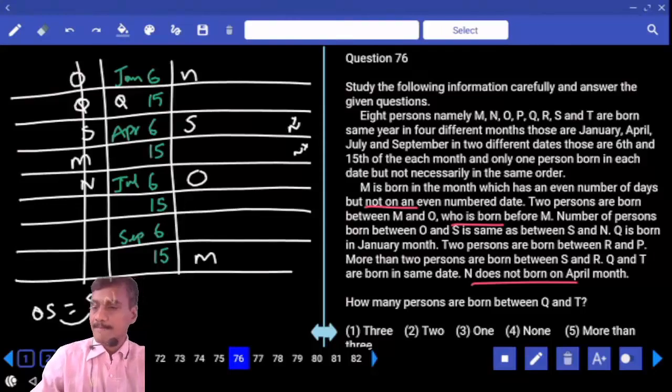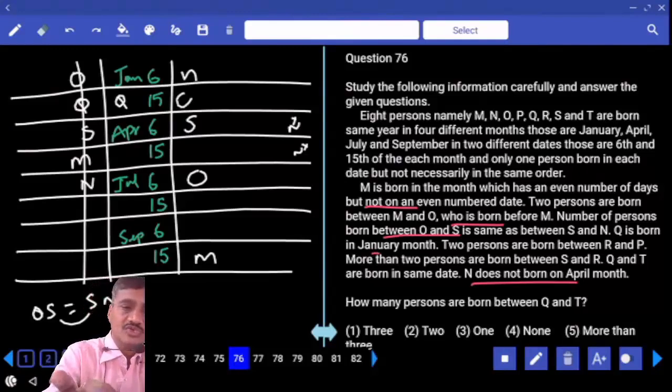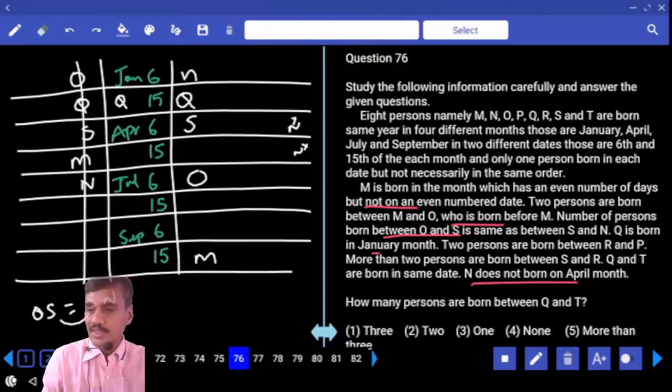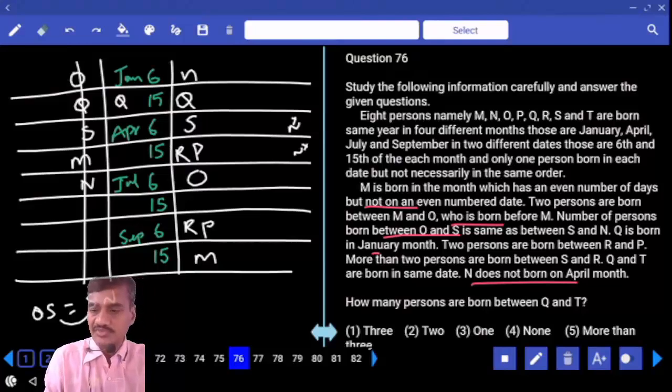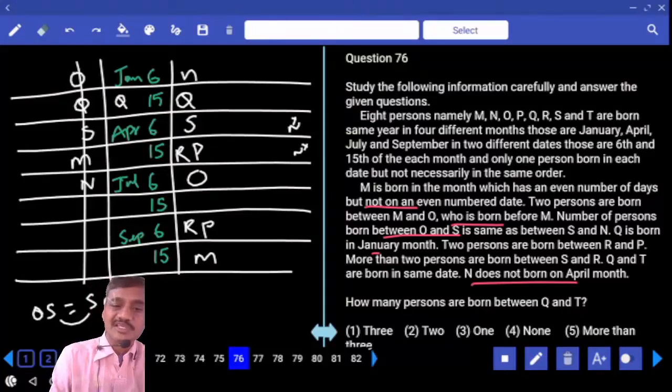And next one. Q is born in the month of January, hence Q must be on the 15th. And 2 persons between R and P, R and P in any order. And 2 persons between R and P. And who is the person left over here? More than 2 persons between S and R.